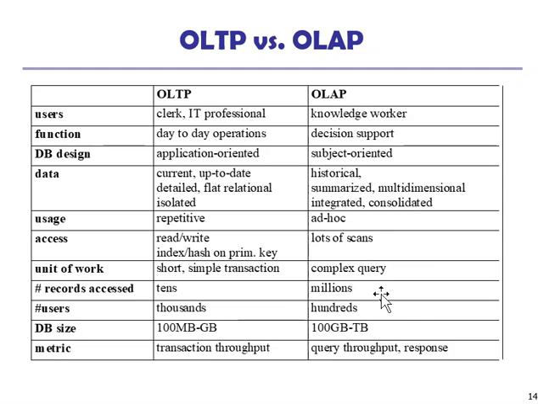The number of records accessed could be in the millions, but the number of users is going to be smaller. Only people who need to support decision making are going to access the data warehouse. Database size is easily terabytes. Metrics are the query throughput, but also the response time.